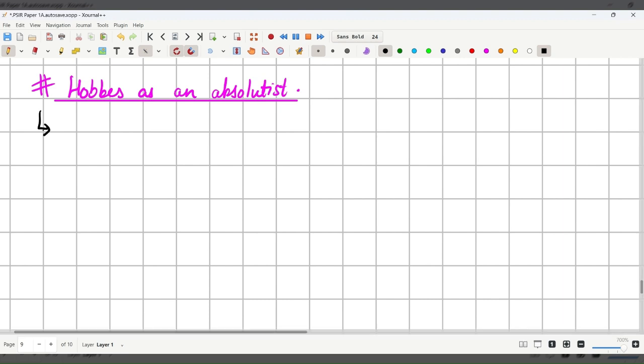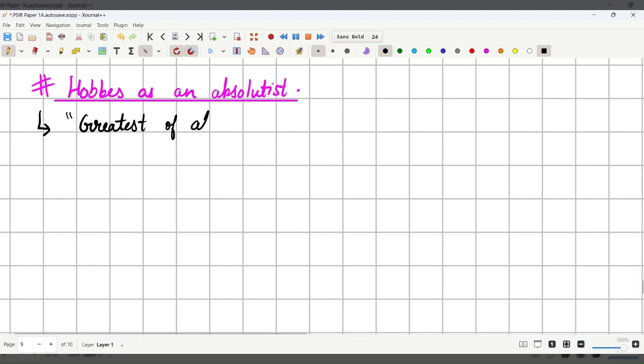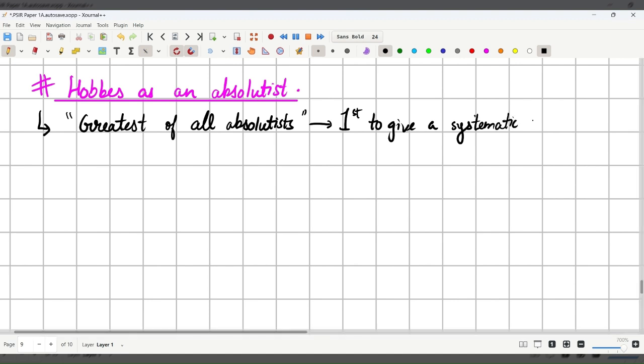After this, we'll read why there is a contradiction between them. Hobbes is described as the greatest of all absolutists because he is the first to give a systematic and scientific justification for absolute sovereignty.